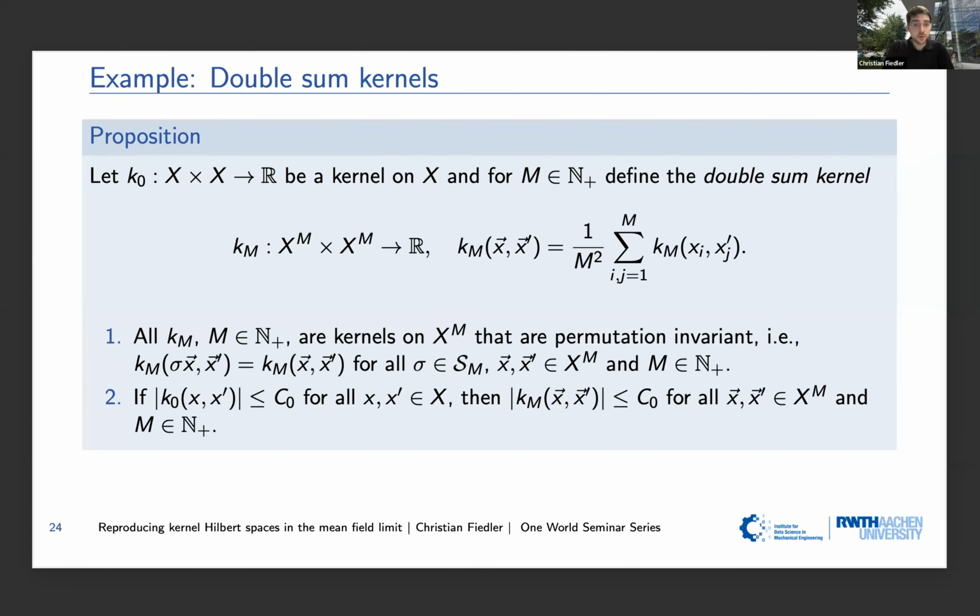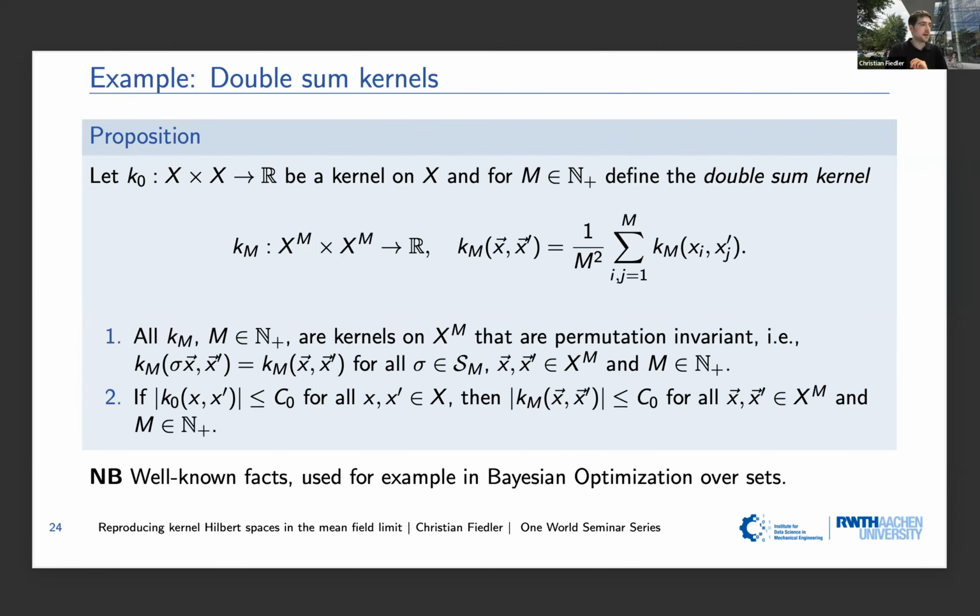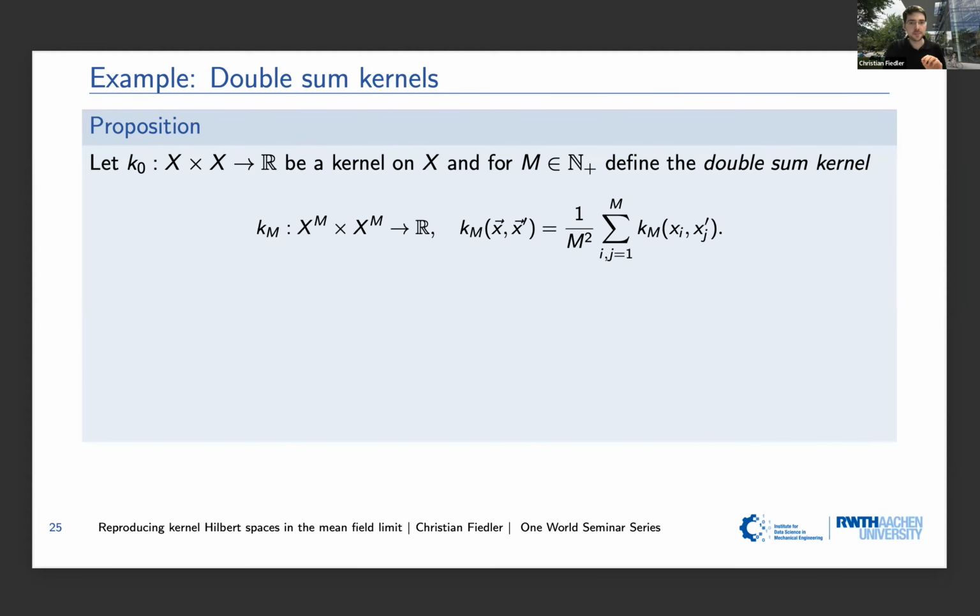What about the uniform continuity we needed? I mean, things are a bit more complicated here. Those two facts we just saw are well known. Nothing new. Used, for example, in Bayesian optimization over sets. Uniform continuity is a little bit more tricky.